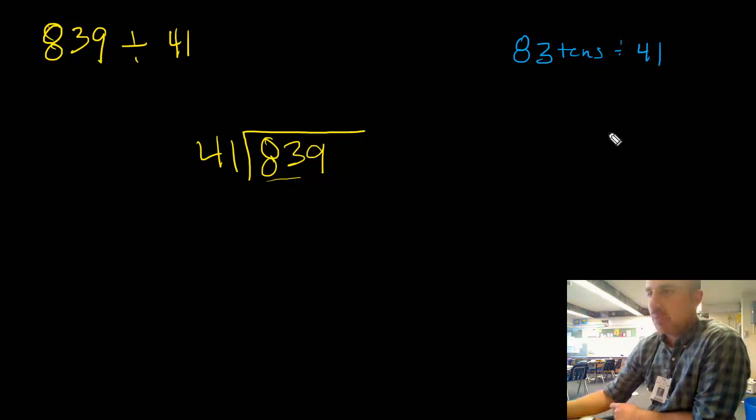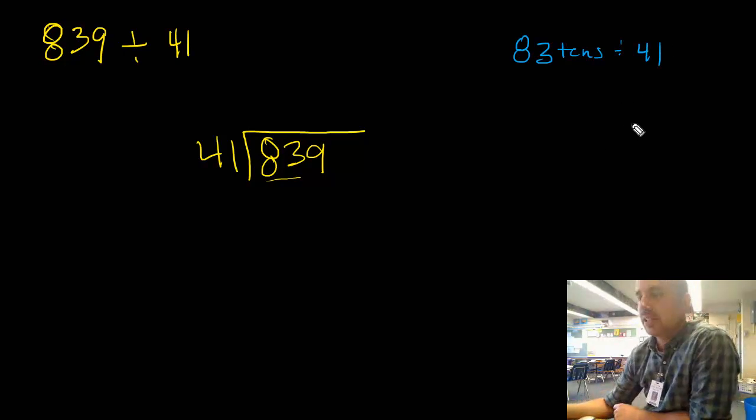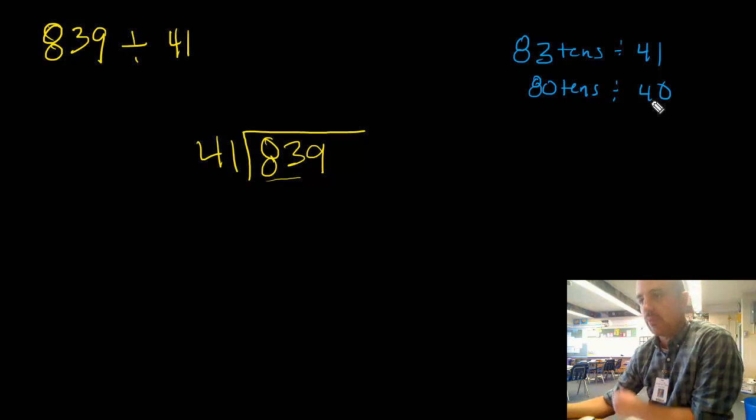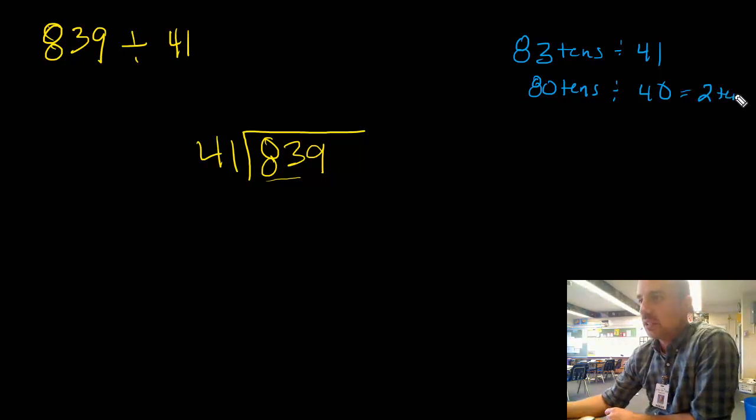Now I'm going to round and estimate because that's just going to be easier. And so I'll round this to 40, and I'll round that to 80. And if I think about that, 40, 80, that's only 2. And so it's going to give me 2 tens. I'm going to take that 2 tens. I'm going to pop it back over into here as my estimated quotient of 2 tens.